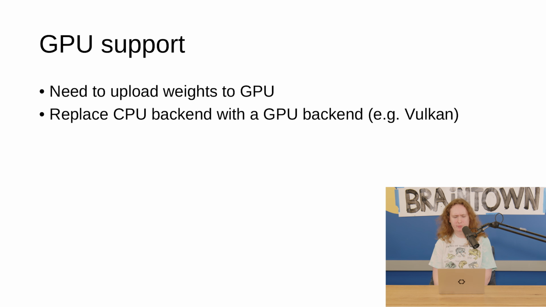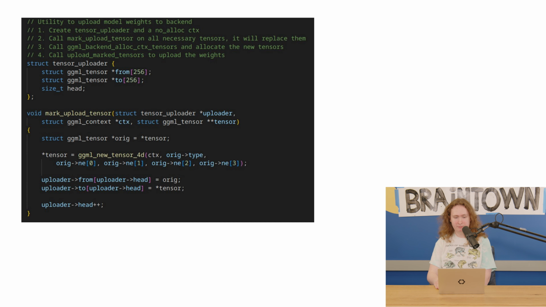So how do we run it on GPU? Well, we could replace the CPU backend with a GPU backend like Vulkan, but there's a bit more work needed because we actually need to upload the weights to the GPU. So to upload weights, I made this little utility. You create a context with allocation disabled, and you call this on every weight. It'll replace them with a blank tensor created in that context.